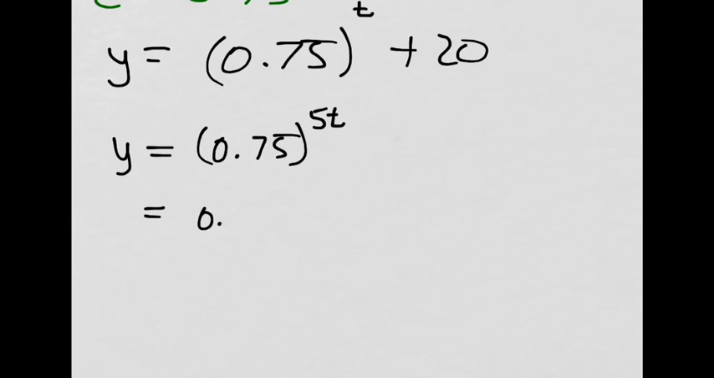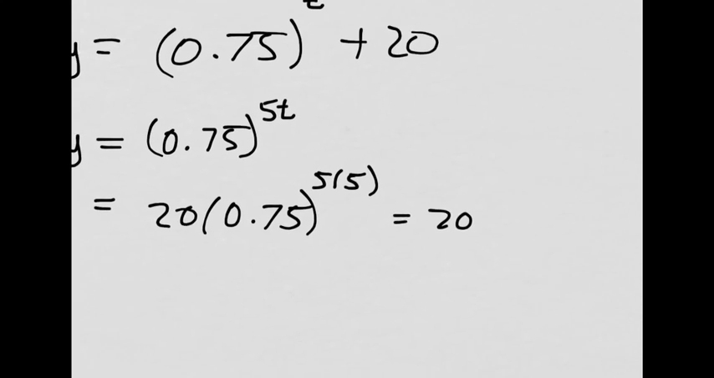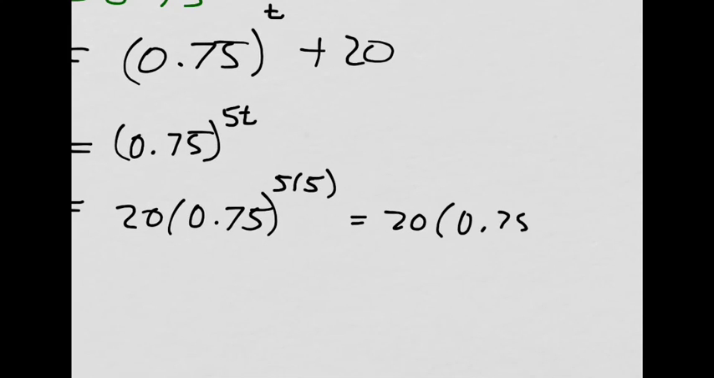Let's choose a temperature for the water here. We'll just use something arbitrary. Let's say the temperature of the water was like 20 degrees Celsius, okay? And I want it to drop 75% of what it was 5 minutes ago, so I put in 5 for T. That would be 20 times 0.75 to the power of 25. What does that mean there?